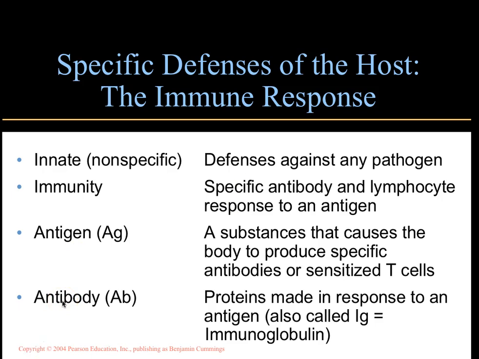So an antibody is a Y-shaped protein made in response to an antigen. Now, it's also called an immunoglobulin, which is abbreviated capital I, small g. They are the same thing. It's one of those situations which is common in medicine and science where you have two different fields and they come across this Y-shaped protein, and if you are into serology, you would call it an immunoglobulin, and if you are into immunology, you would call it an antibody.